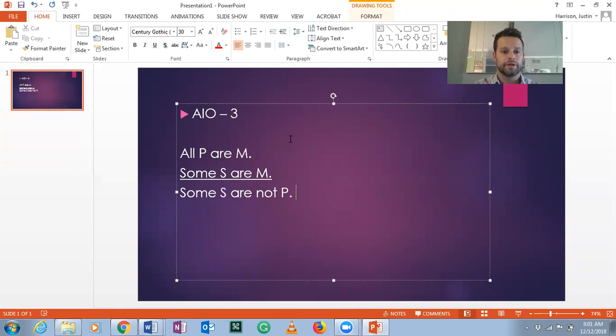So figure 3, the middle term actually needs to be stacked on the left. So this needs to be all MRP. P, remember the major term goes in the first premise. And then this would be all MRS. And that would be a correct answer to an AIO 3 mood and figure question.